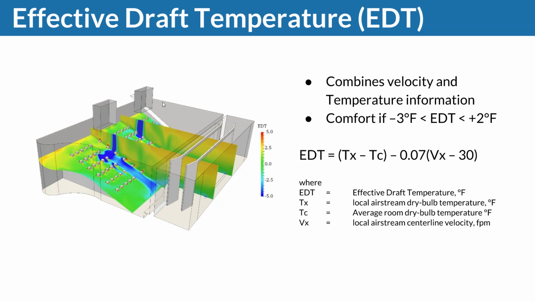The first model we're going to use is effective draft temperature, right? A metric or a model that is relative to the temperature. It only looks at temperature differences as well as the local airstream velocity, without going into the details here. But later on, what we want is that the effective draft temperature is in the range of -3 and up to +2 Fahrenheit, right? That's the range where people feel comfortable.